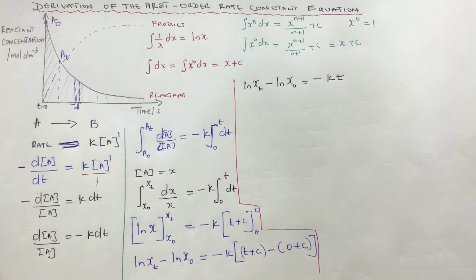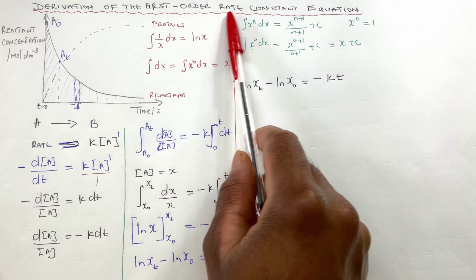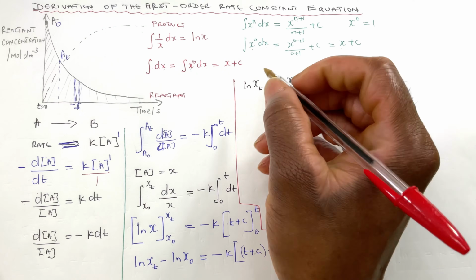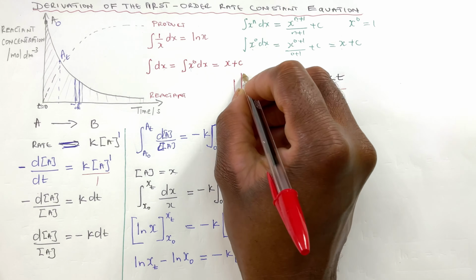Now this is the equation. This is the first order rate equation, the rate constant equation. So that's the equation we're looking for, really.